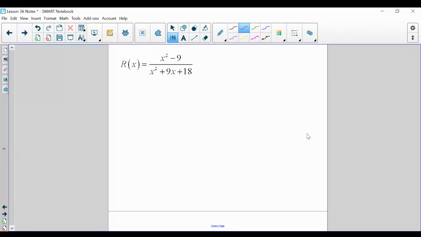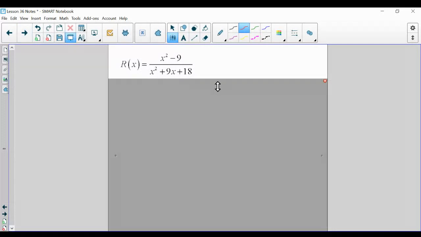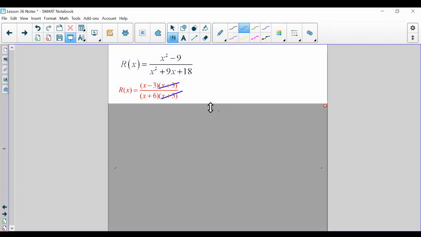X squared minus 9 over x squared plus 9x plus 18. So again, factor. But now when we factor, we're going to get something that'll match. I crossed them off, but right now, don't do that yet. When we get to the holes, that's when that'll actually happen. So you got x minus 3, x plus 3 over x plus 6, x plus 3.